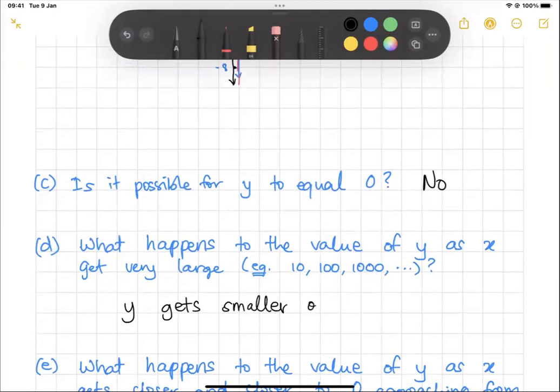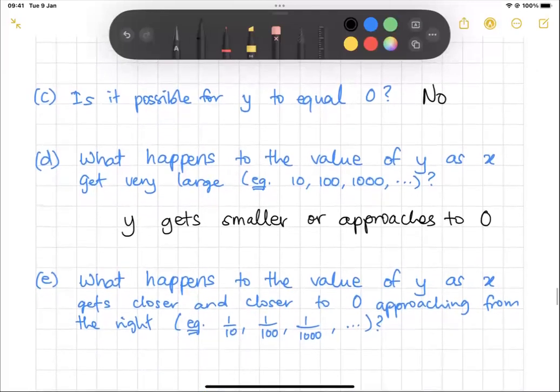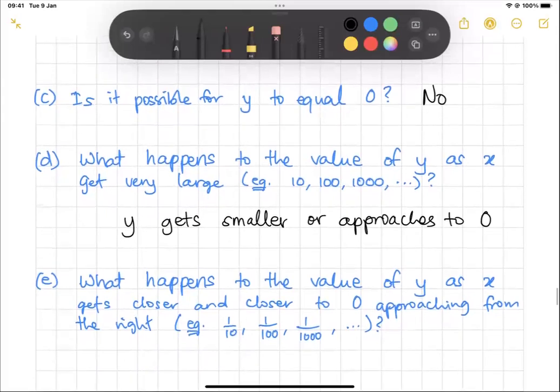Or it just approaches 0. That will be a better word to write. It approaches 0. It doesn't reach 0, but it approaches 0. Okay, never touches there.